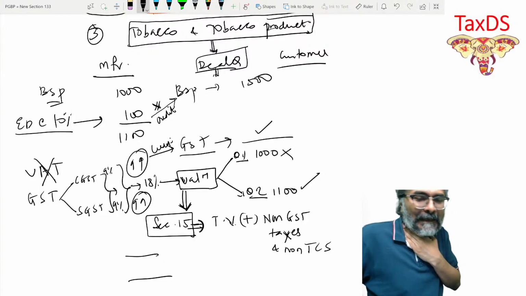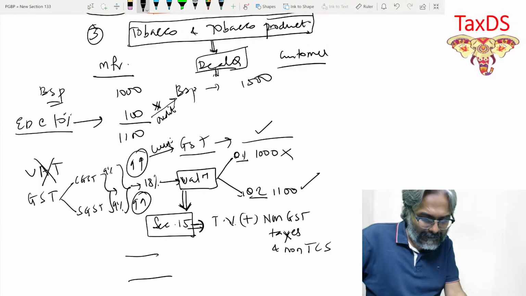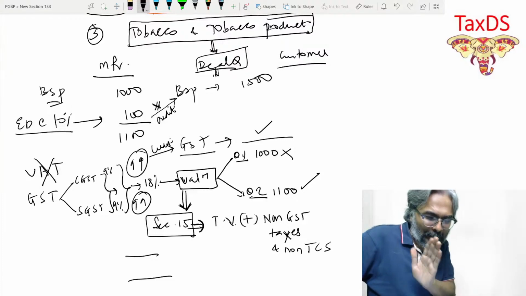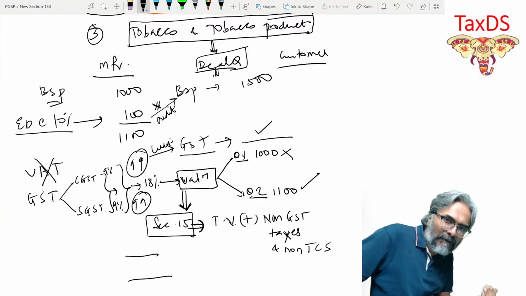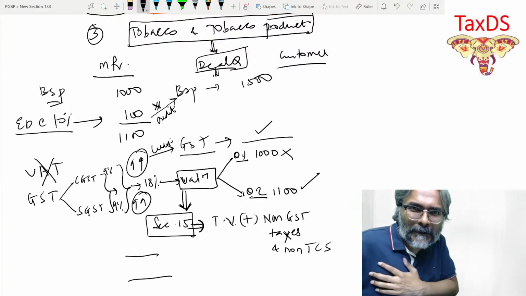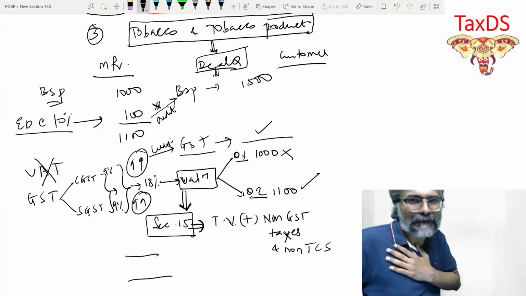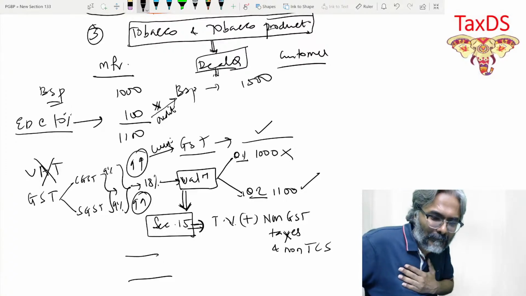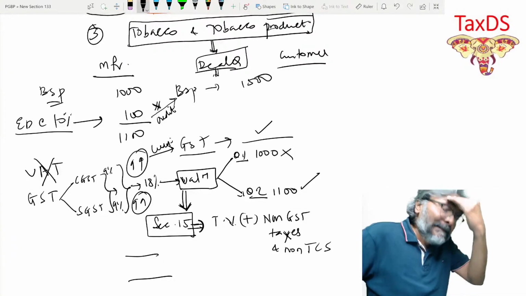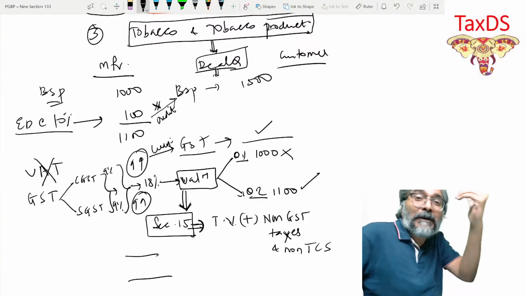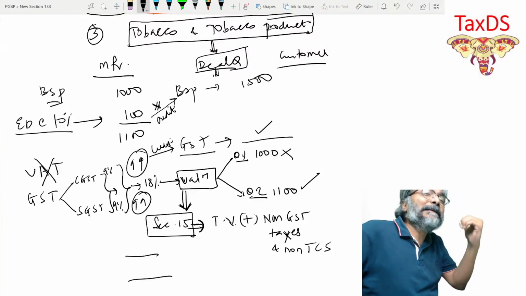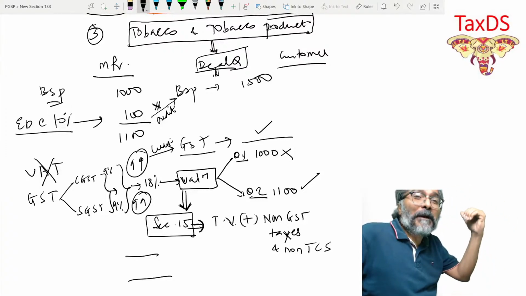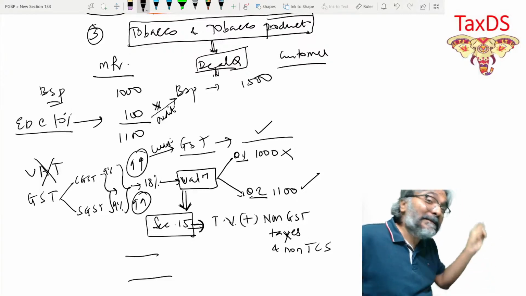Students, over here in that scenario, can you please tell me one thing, whether this will be forming a part of the value or not? Whether the excise duty, students, will it form part of the value? And the answer is yes. And because it forms part of the value, on that the GST is charged.